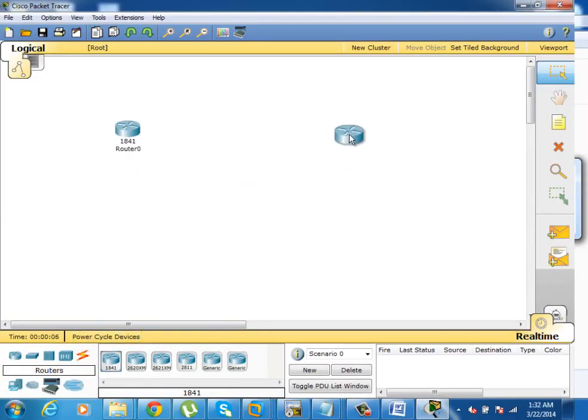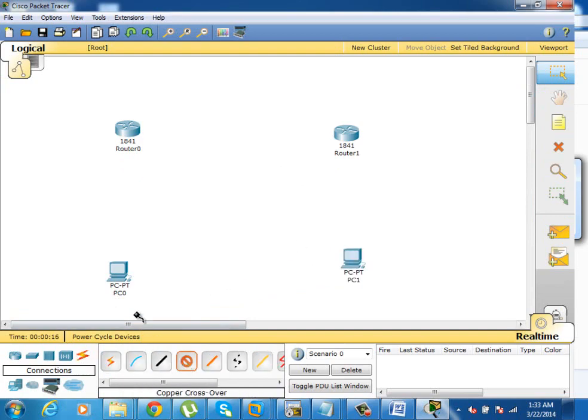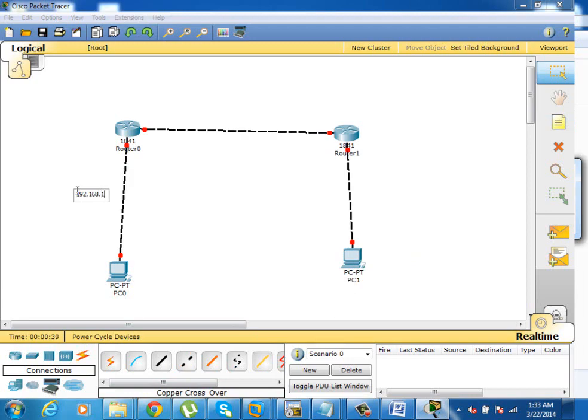Router 1, 2. One computer and another computer connected together. F0/0, F0/1. I'm going to use these networks: 192.168.10.0/24, and this network is /24 as well, and this network will be 30.